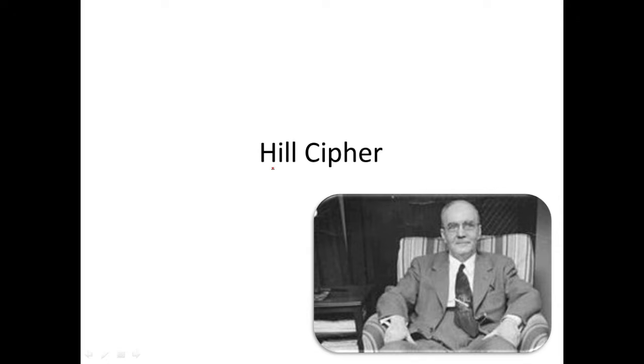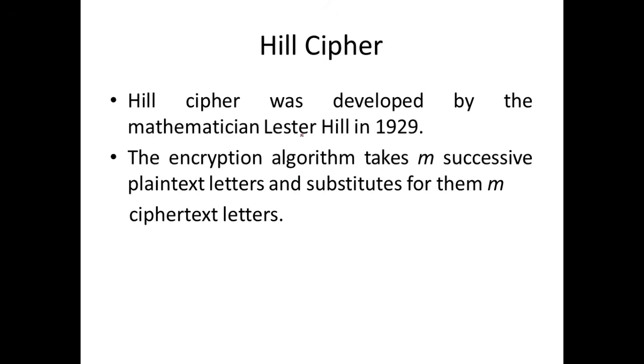In today's session, we'll be looking at what is Hill Cipher, and I have put up the photograph of the inventor of Hill Cipher. So, Hill Cipher was developed by the mathematician Lester Hill in 1929. This encryption algorithm takes m successive plain text letters and substitutes them for m ciphertext letters.